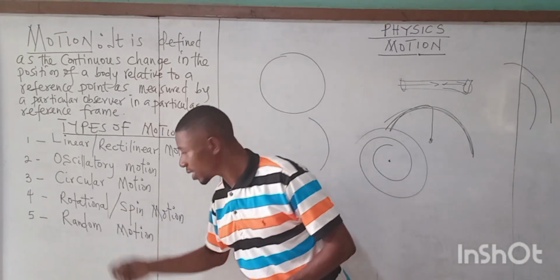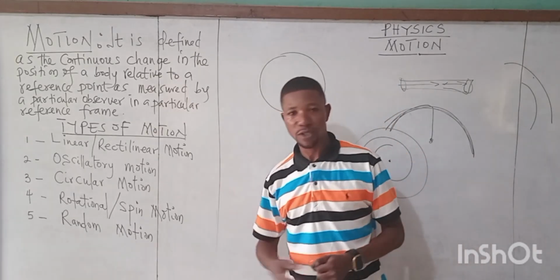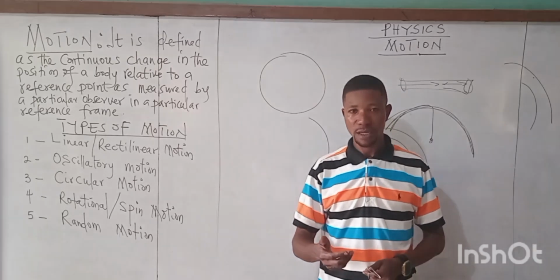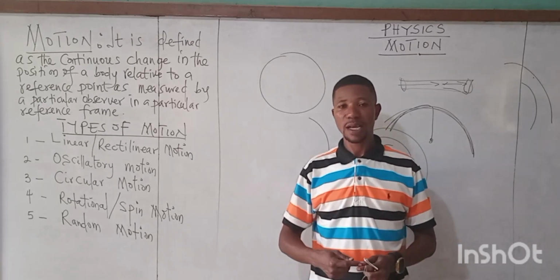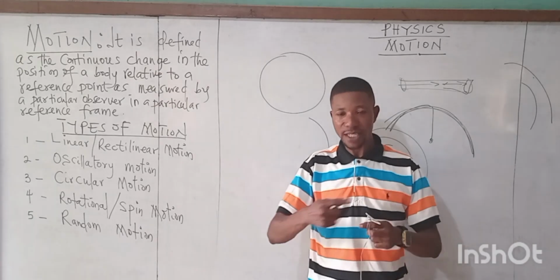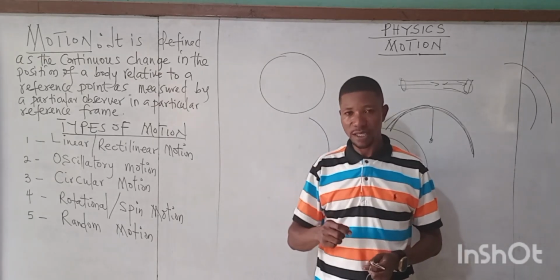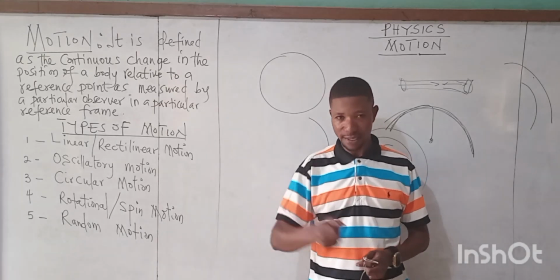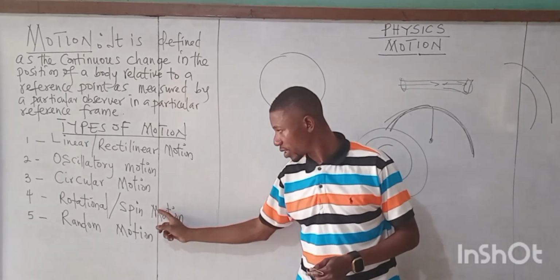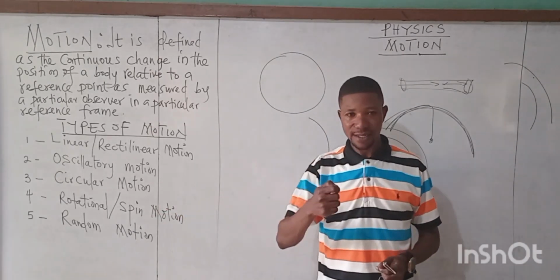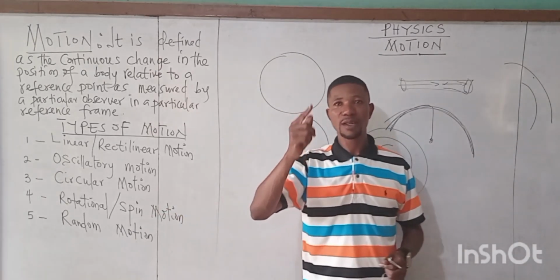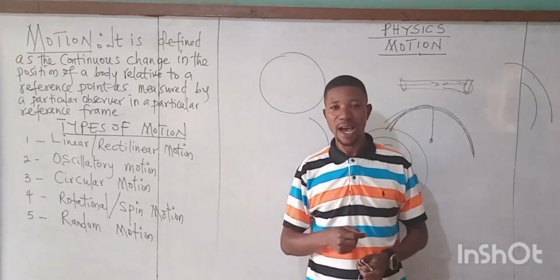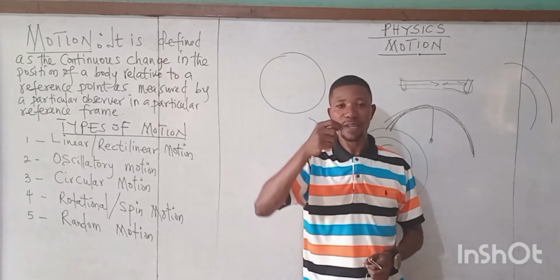So let's look at rotational motion or spin motion. It's also a type of motion that a body demonstrates when the body rotates on its own axis. So this is the type of motion demonstrated by a body when it rotates about its own axis. That is rotational motion. There is always an axis about which the body moves. An example of such is the rotation of the earth about its axis.